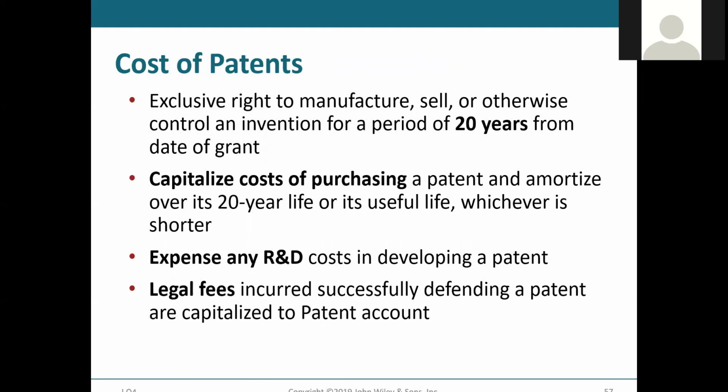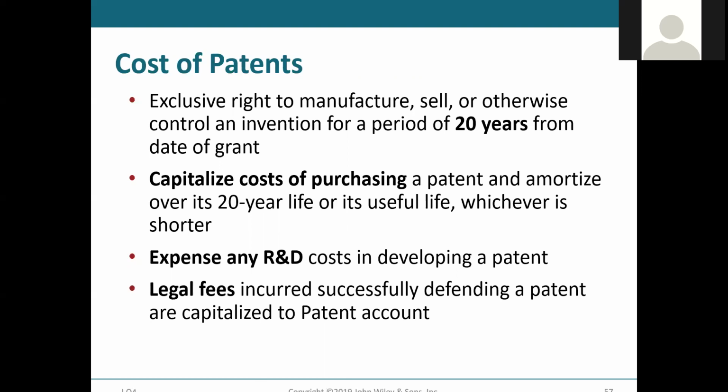Patents. Patents have a 20-year life. We know what a patent is. You invented a product and you went and got a patent from Washington, D.C. And that patent gives you the exclusive right to profit from that product. You're the only one allowed to make it and sell it.